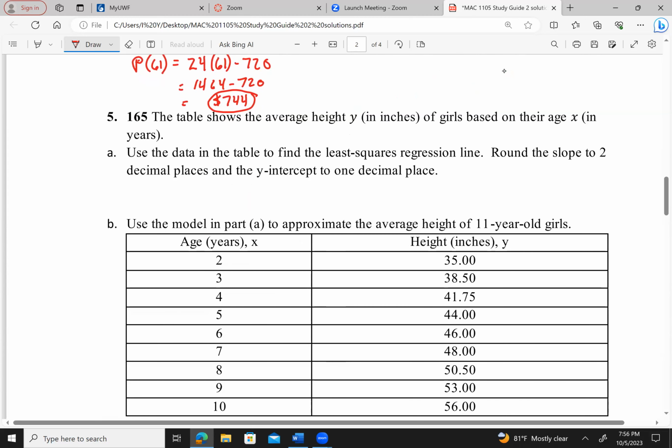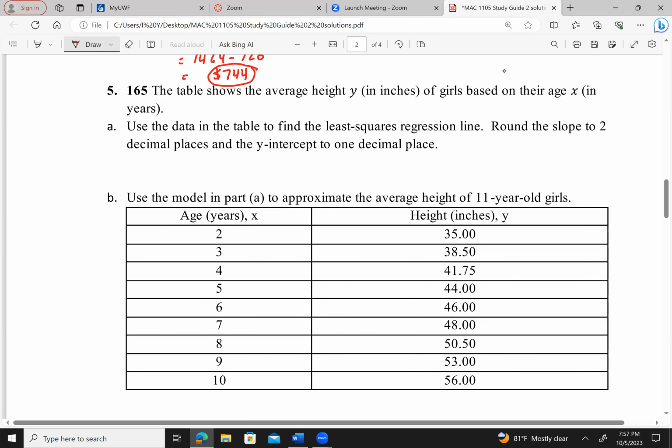Okay. Now we're looking at the regression model. The table below shows the average heights Y in inches of girls based on their age X in years. Use data in the table to find the least squares regression line. Round the slope to 2 decimal places, y-intercept to 1 decimal place. So we get our calculator. Hit the stat button. First turn it on. Hit your stat button. And we want to edit our list, so just hit edit.